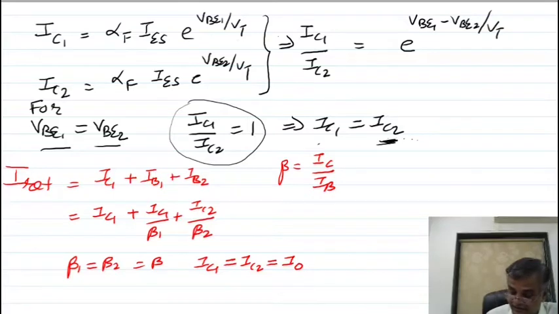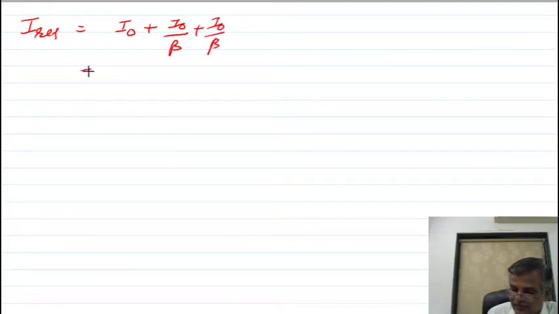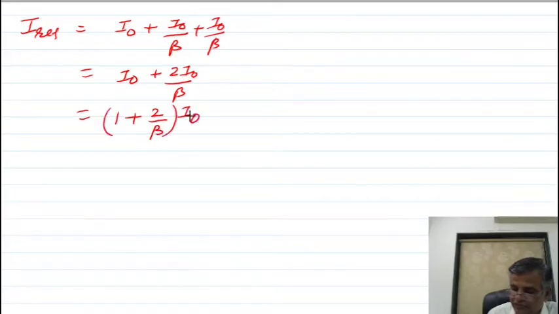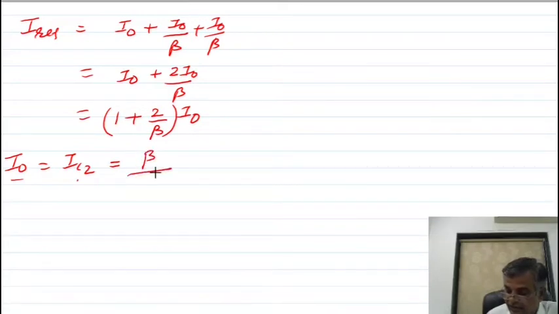So I can write I reference is equal to I0 plus I0 by beta plus I0 by beta. So I can write I0 plus 2I0 by beta, which is 1 plus 2 by beta into I0. So I0, which I have taken as IC2, is nothing but beta upon beta plus 2 into I reference.